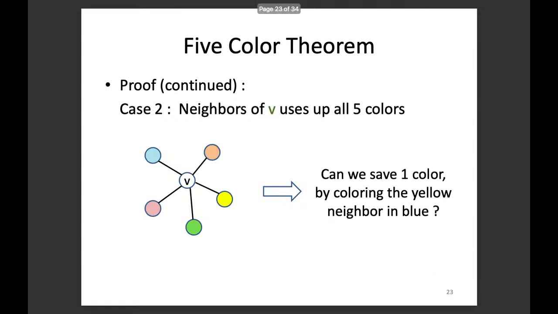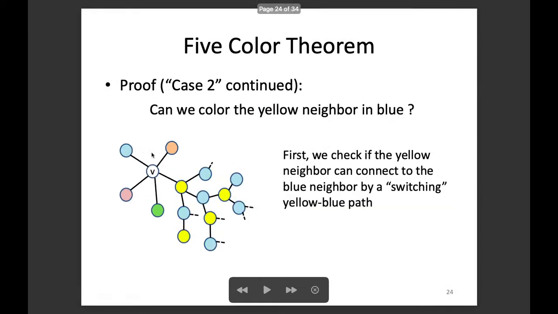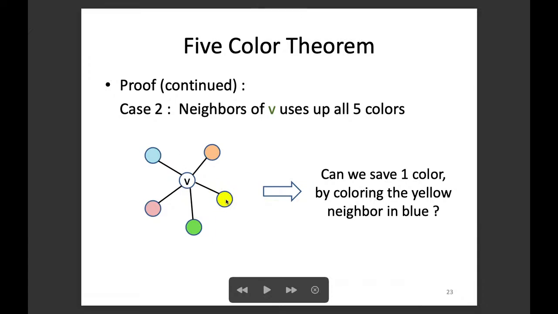Now, what is case two? Case two is the problematic case. V could have exactly five neighbors, and these five neighbors are now using five different colors already. So when we put V back, we don't know how to color V. The idea here is that in order to color V, we want to save one color. So see if we can somehow use fewer colors to color the neighbors of V. So for instance, can we color this in yellow rather than blue? Or can we color this in blue rather than yellow?